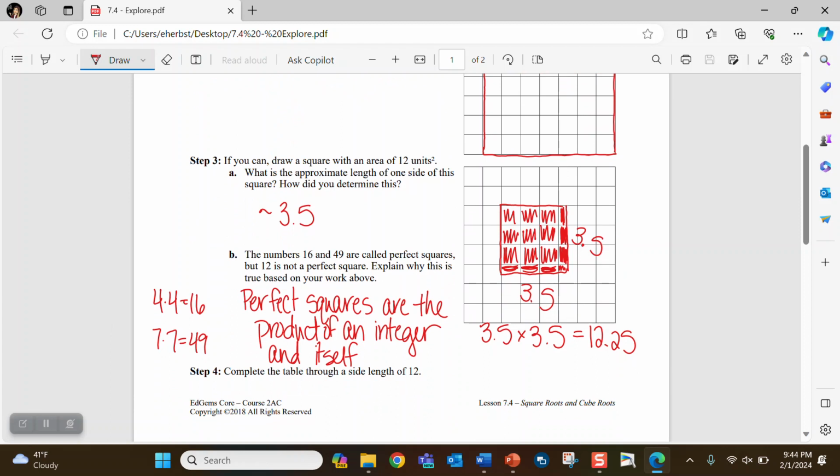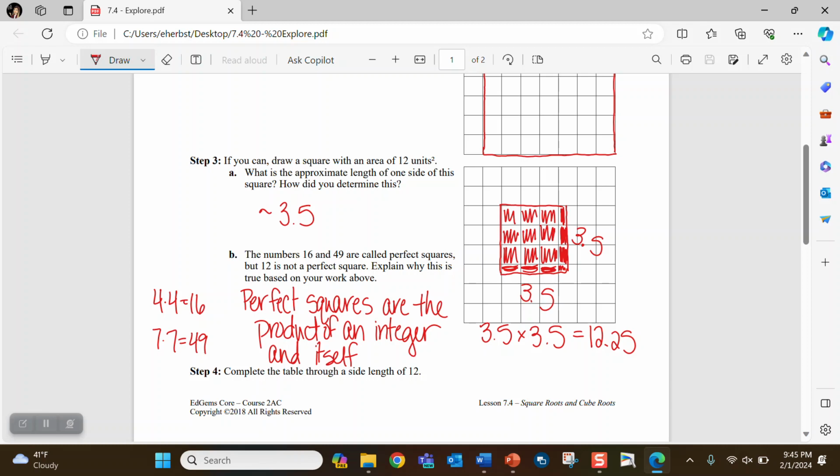In step 3, you were then asked to draw a square that had an area of 12 units squared. This became more difficult because we know that a 3 by 3 would give us an area of 9, and a 4 by 4 gives us an area of 16. So I actually tried to draw a square that would have a side length of 3.5. And when you calculate the area of that square, you get 12.25. So it's pretty close. Step A asked to approximate the length of one side of that square. So I said about 3.5. It would actually have to be a little bit less than that, since 3.5 times 3.5 was 12.25. That was a little bigger than 12.